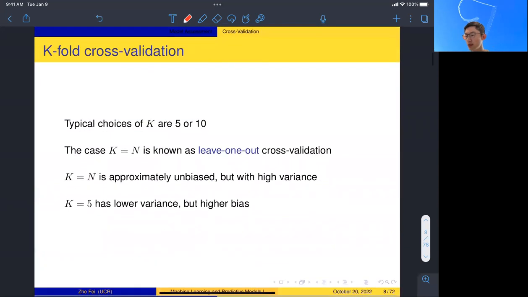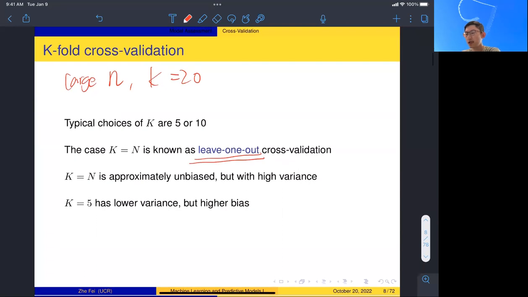Specifically, in real data applications, we would typically choose k equal to 5 or 10. If you do have a very large n, you might choose k equal to 20, but at most, people would do k equal to 20. And there's a special case we have seen earlier as well: leave-one-out cross-validation, meaning that k is equal to n.